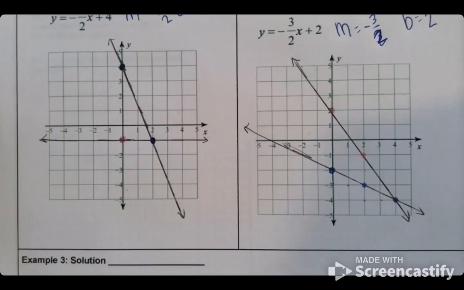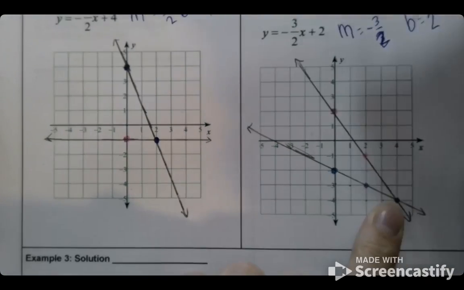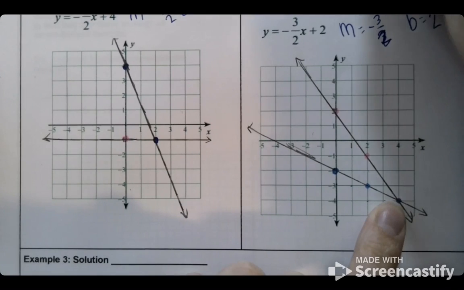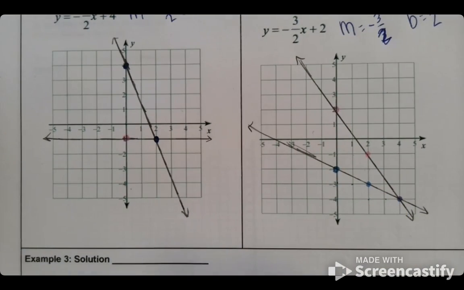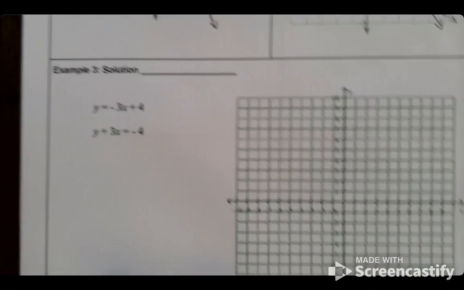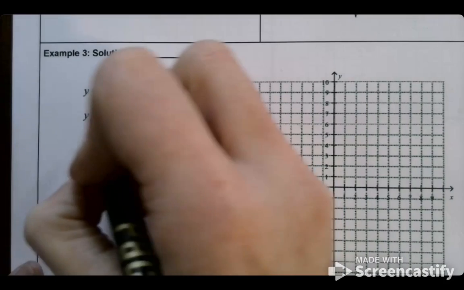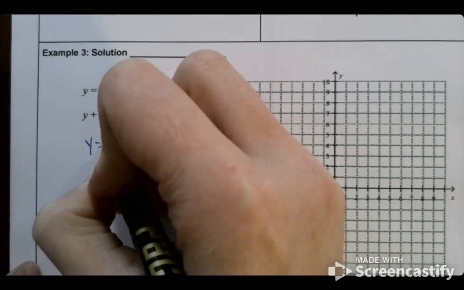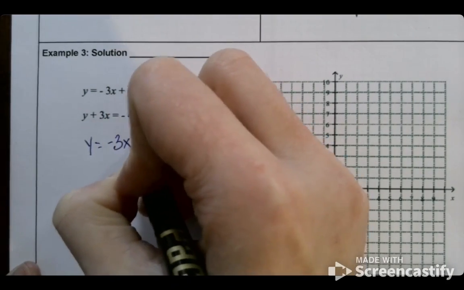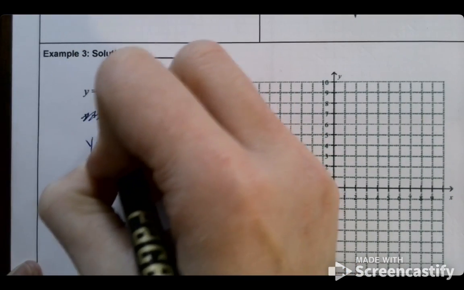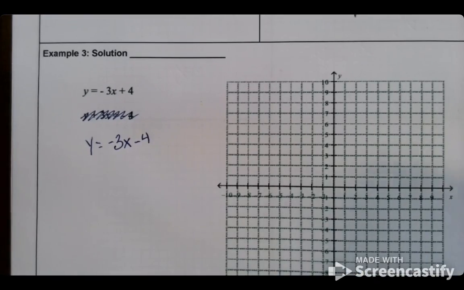Okay. So hopefully you at least got the plotting the two graphs and saw an intersection, right? So then this actual intersection should have been +4, -4. For this one, I put it in the wrong form. That is on me. So this should be y equals -3x minus 4. So sorry about that. Didn't mean for that to happen today.